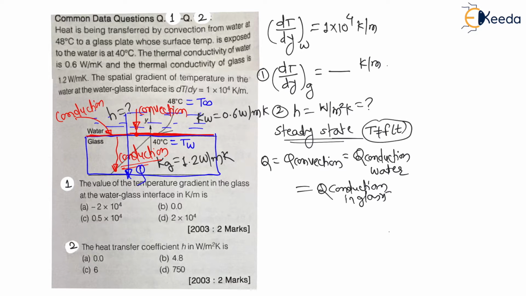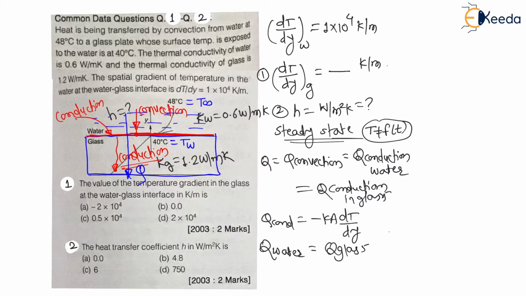Right? This is how we can say, let us equate at the surface or at the interface. The conduction in water is equal to the conduction in glass. Therefore, as per Fourier law of conduction, q conduction is nothing but minus kA dT by dy, here along the y direction. Therefore, we can say conduction in water is equal to conduction in glass, right?